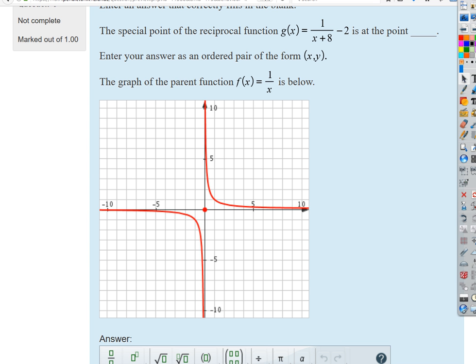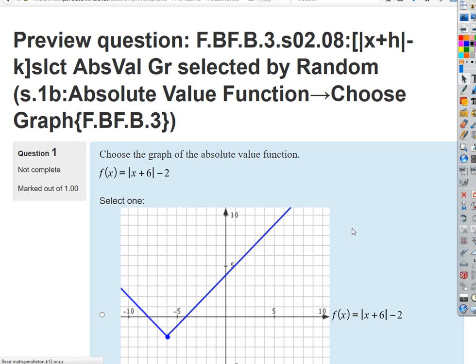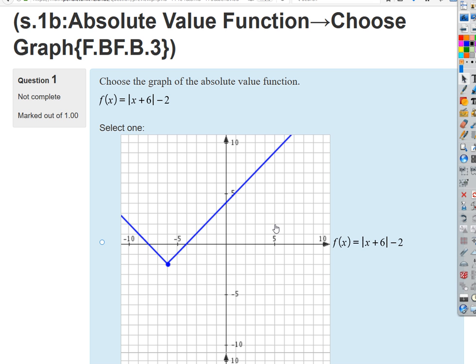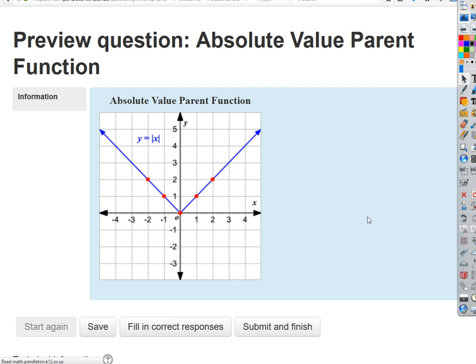Now let's come down here. Let's take a parent function of absolute value specifically. Try this one. Okay, so this time I want you to choose the graph corresponding to an absolute value function. I'll remind you, on the assignment, for every one of these, I give you a little bit of information right above the question that reminds you. That's what an absolute value parent graph looks like, right? F of x or y equals the absolute value of x is a V shape.